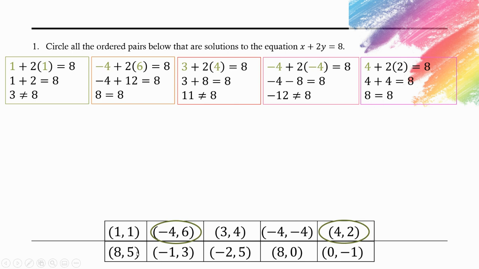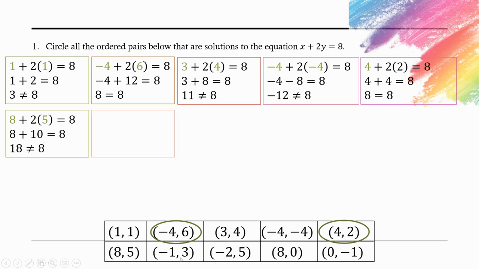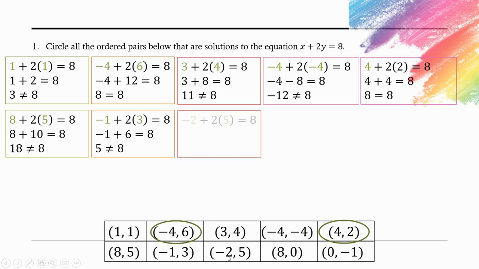Next, we're testing 8, 5. We're going to put in 8 for x, 5 for y. So we're going to have 8 plus 10. 18 does not equal 8, so that is not a solution. Testing negative 1, 3 would give us negative 1 plus 6, which is 5. 5 does not equal 8. Moving on, let's test negative 2, 5. 2 times 5 gives us 10. Negative 2 plus 10 gives us 8. So this is also a solution. That gave us a true statement.